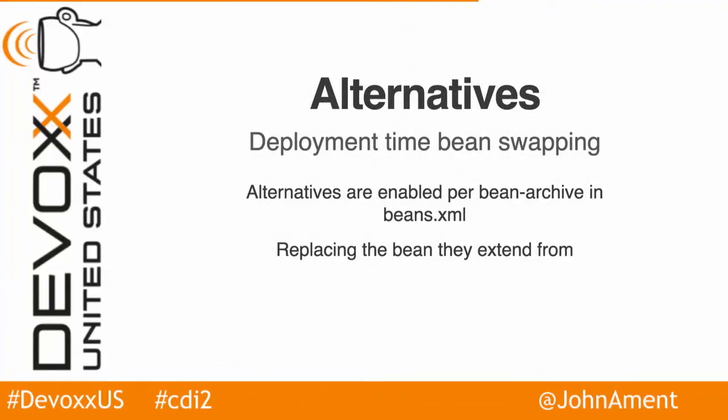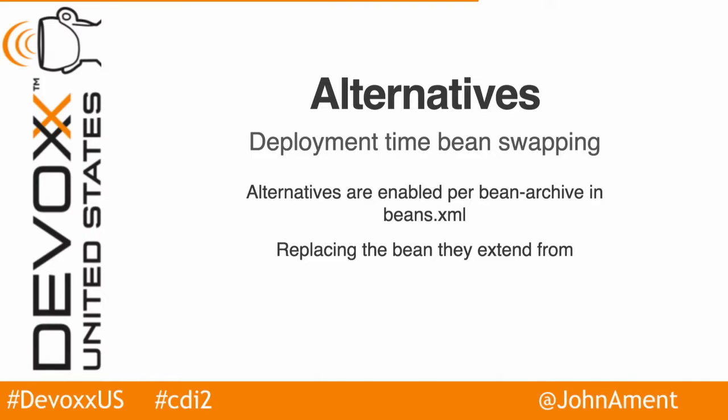Alternatives allow you to control what beans will and won't be active as part of your deployment. They don't require you to make any more changes to your application structure. Alternatives are typically controlled in your Beans XML. However, you can control them through annotations as well. The Beans XML format was something we introduced in CDI 1.0.